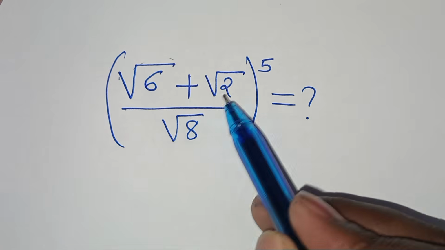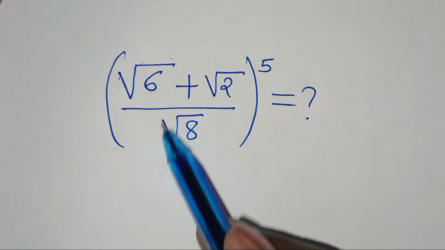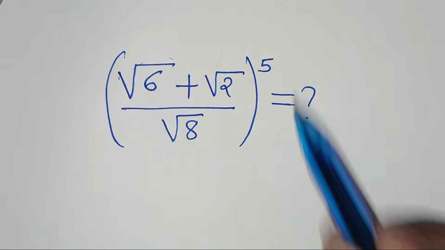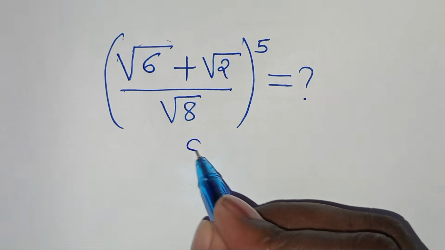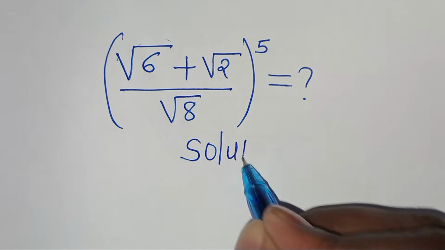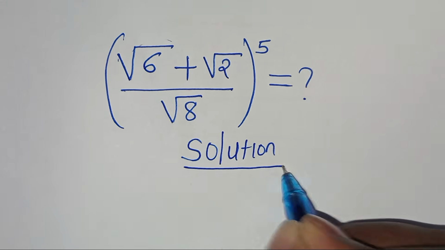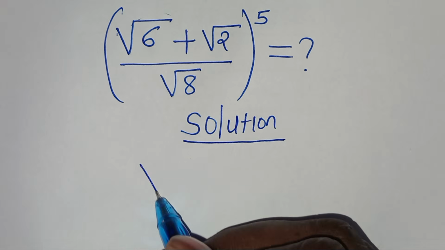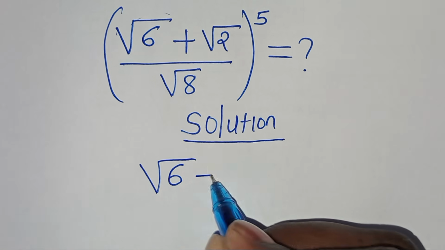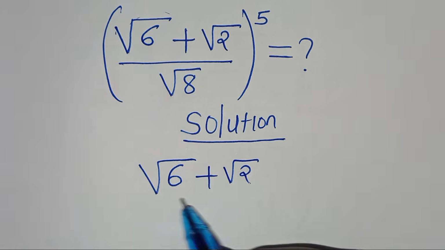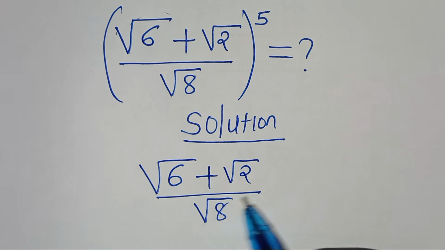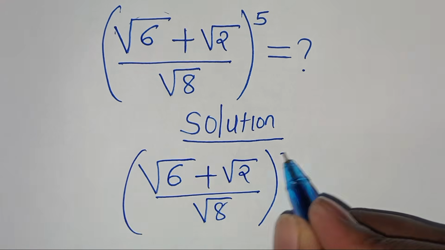This is the square root of 6 plus square root of 2 divided by square root of 8, raised to the power 5. So let's provide a solution from here. So we have the square root of 6 plus the square root of 2 divided by square root of 8 raised to the power of 5.